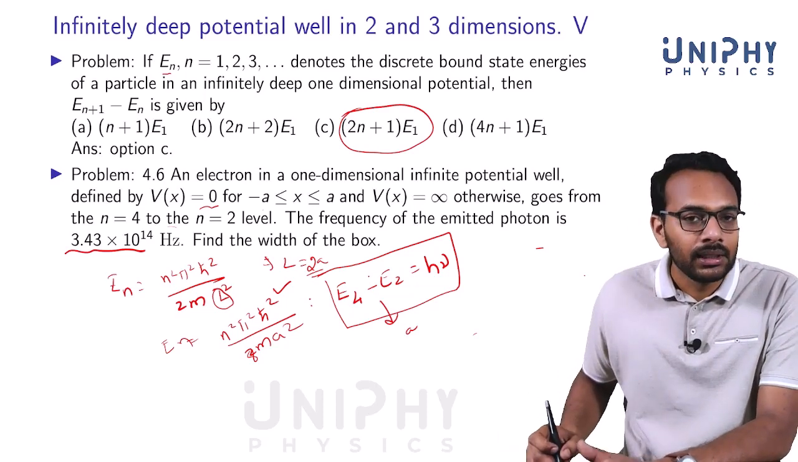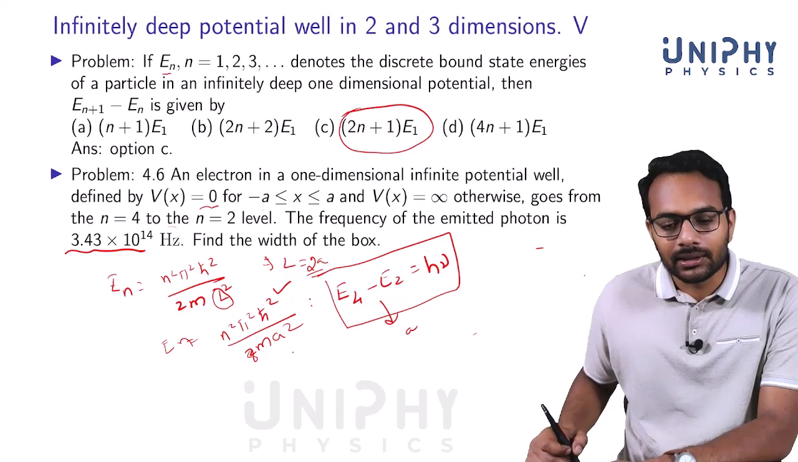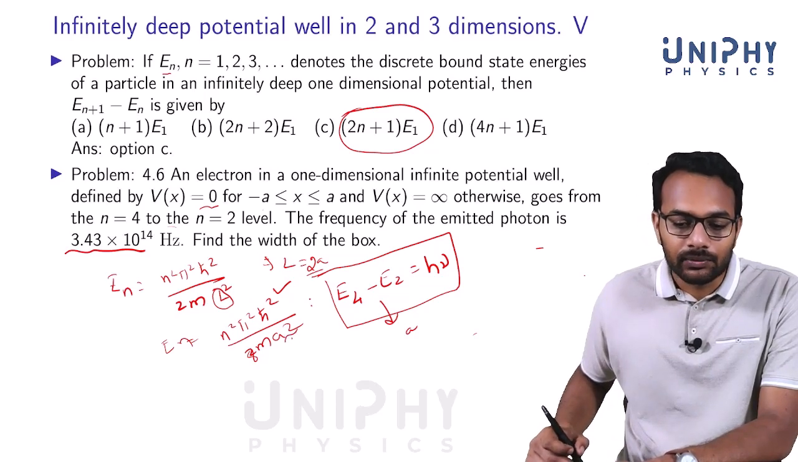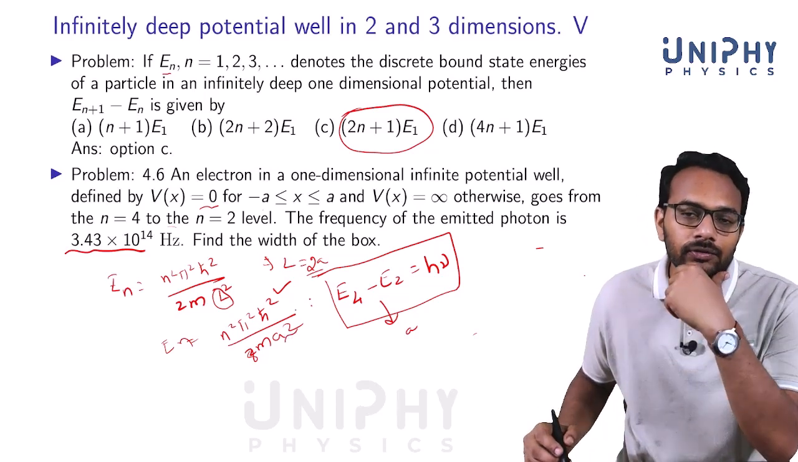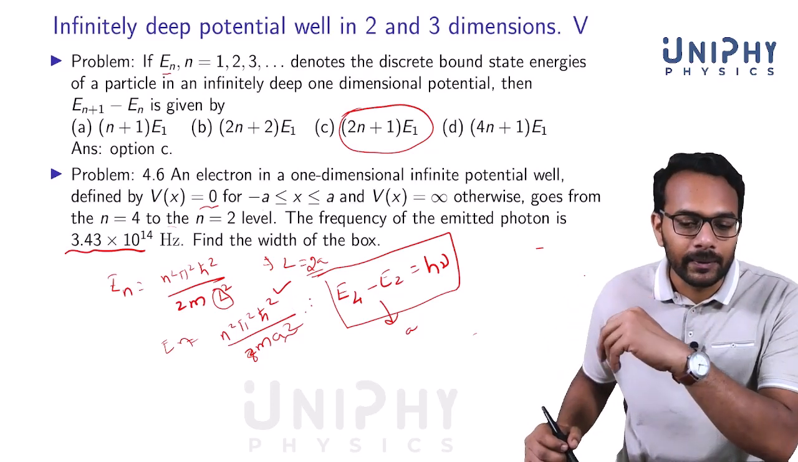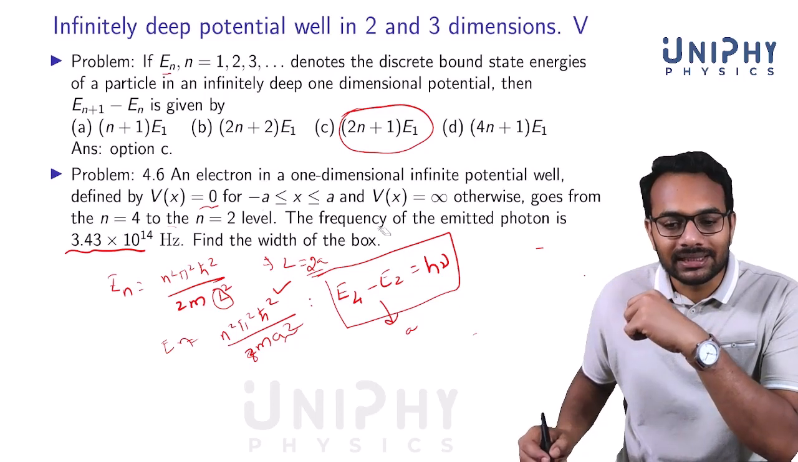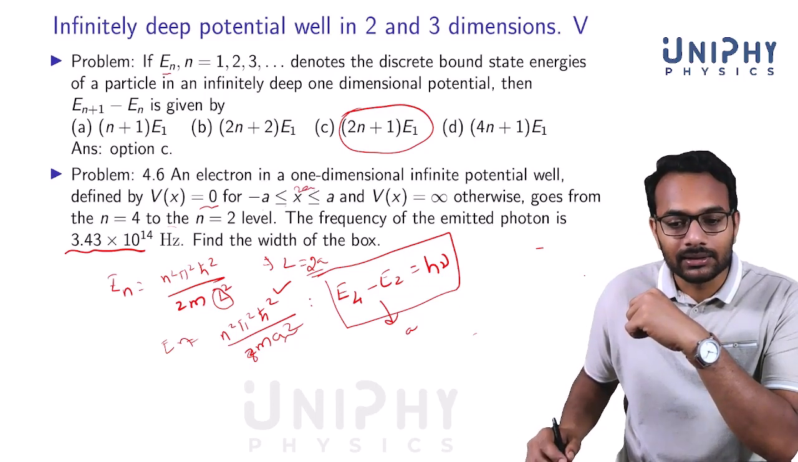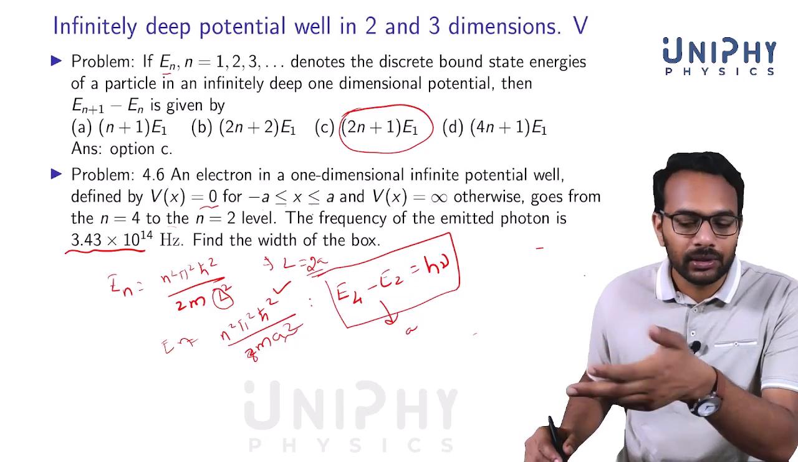I hope you understand how we do this. The only thing you have to be careful about is when you see the problem, you have to see what's the width of the box. Don't just write n square pi square h cross square by 2ma square. You have to see the width of the box. In this case, the width is 2a. So that's the only place where you can go wrong here.